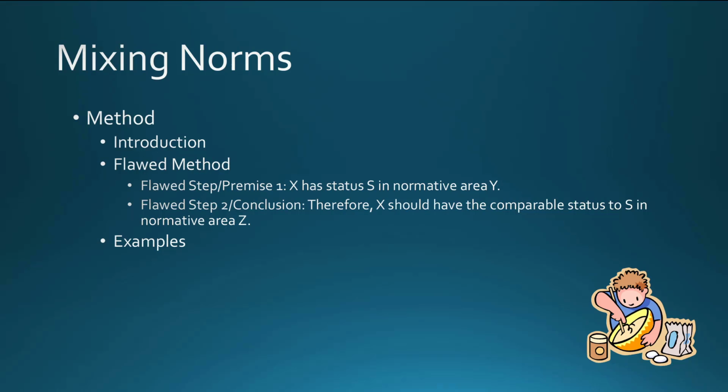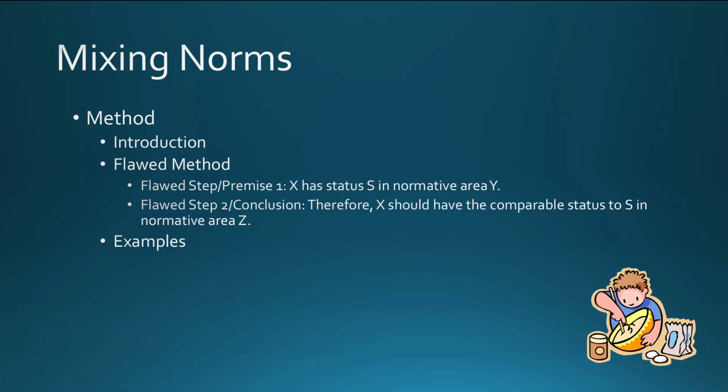So, generically speaking, formally speaking, premise one would be that X has status S in normative area Y, and the person simply concludes that therefore X should have the comparable status to S in normative area Z, a different normative area. For example, if a person says that a particular thing, say eating shellfish, is a sin in religion, therefore it should be illegal in the law. Or that because, say, cheating on one's partner, girlfriend, boyfriend, etc., would be immoral, therefore it should be illegal.